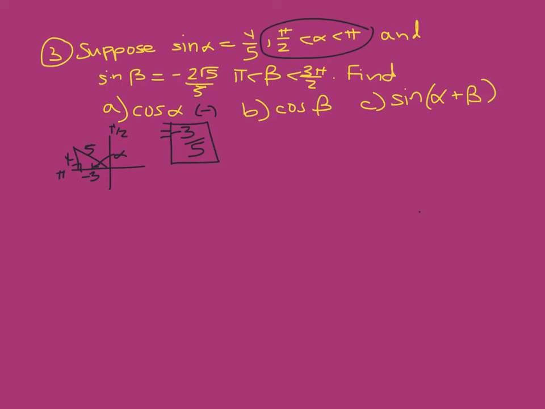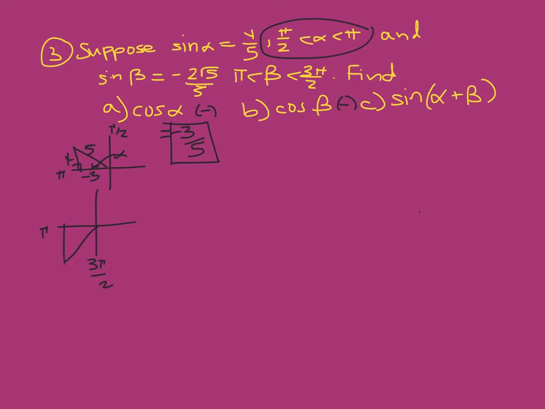You're going to do a similar thing for letter B. I'm going to draw another one right here. So we know that that one is in quadrant 3. It's between pi and 3 pi over 2. Cosine is still negative in that area. However, sine is also negative. So I ended up getting sine is negative 2 radical 5 over 5.